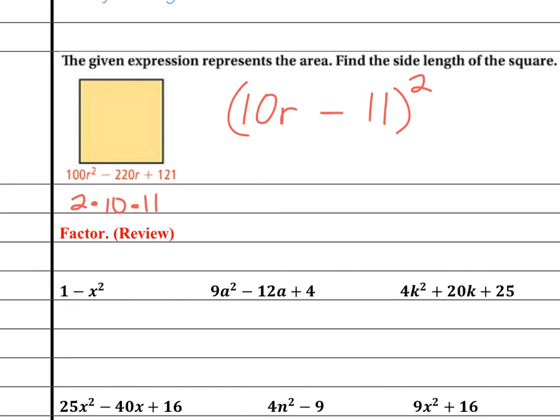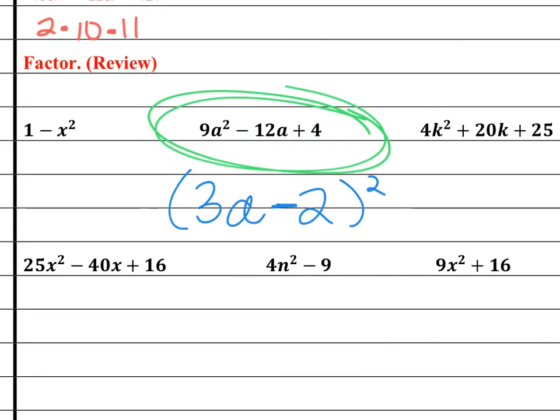So I would like you to try that one that I just circled in green. 9a squared minus 12a plus 4. And the last one I want you to do is 9x squared plus 16.